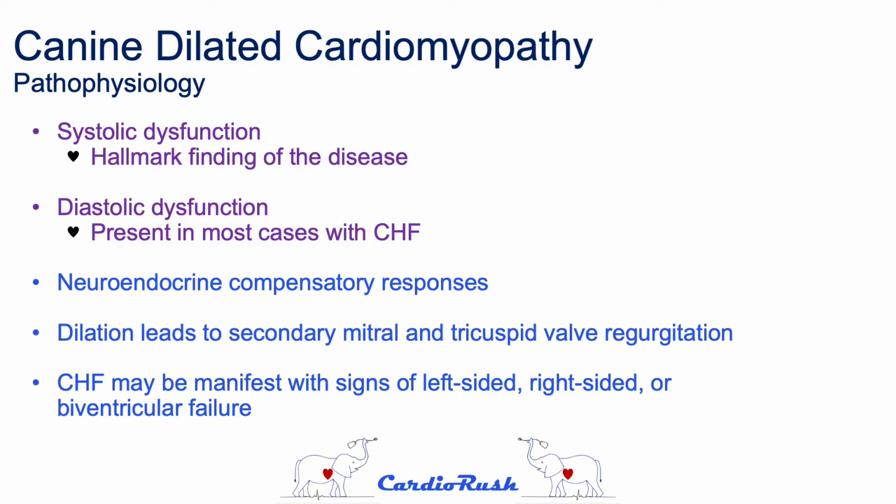In dilated cardiomyopathy, the main pathophysiologic hallmark is systolic dysfunction, reduced contractile function, although when heart failure develops, diastolic dysfunction is also typically present. As a result of reduced cardiac output, the classic neuroendocrine compensatory responses are triggered. Dilation of the heart and the mitral or tricuspid valve annulus leads to secondary regurgitation at those valves. And congestive heart failure may be manifest as left-sided, right-sided, or biventricular heart failure.